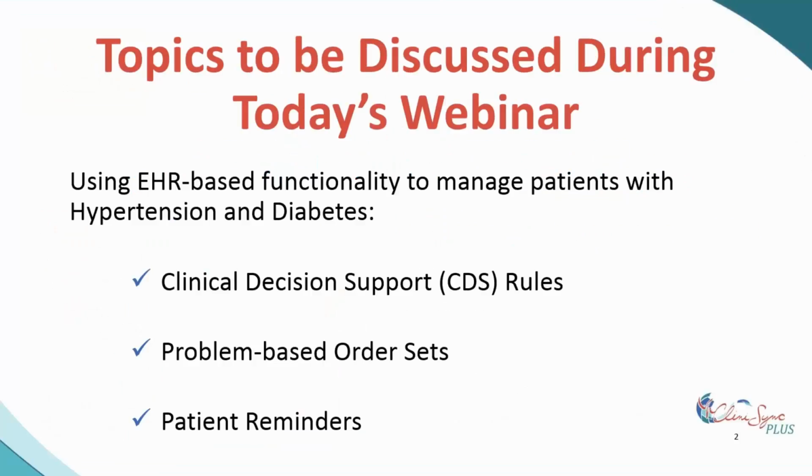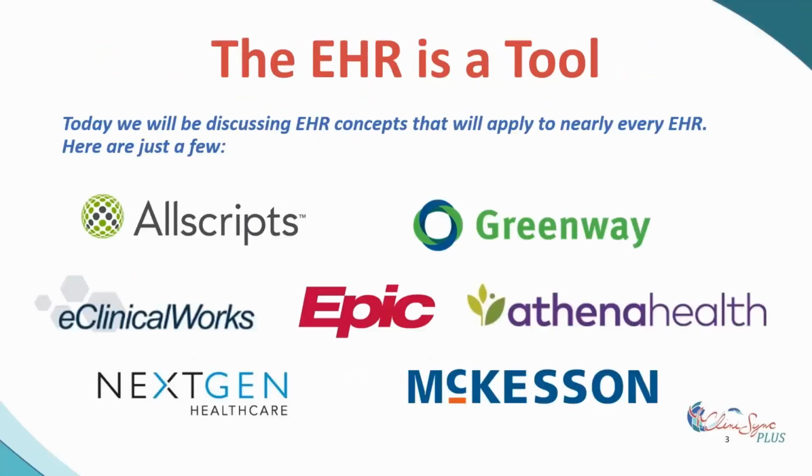So today we're going to talk about some of the EHR functionality that you could use to manage your patients with hypertension and diabetes, and really any condition. We're going to look at the CDS rules, problem-based order sets, and patient reminders. We are going to be talking holistically about EHRs, and regardless of which EHR you have in your practice, it can provide a valuable set of tools for managing your patients with chronic conditions such as hypertension and diabetes. The tools may have different names within your EHR, but they all have nearly the same suite of available functions.